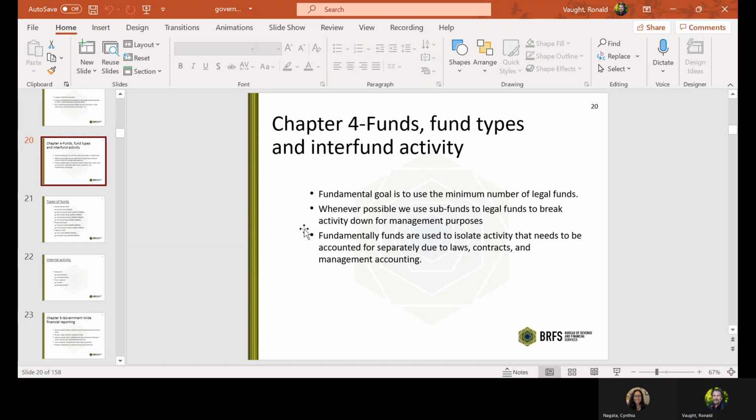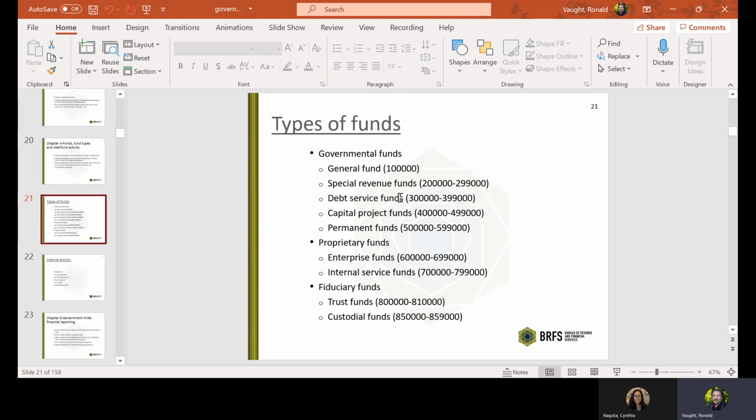So we do have a lot of sub funds, and actually we have a lot of legal funds. And some people have wondered if there are too many, but I think we're okay. Types of funds.